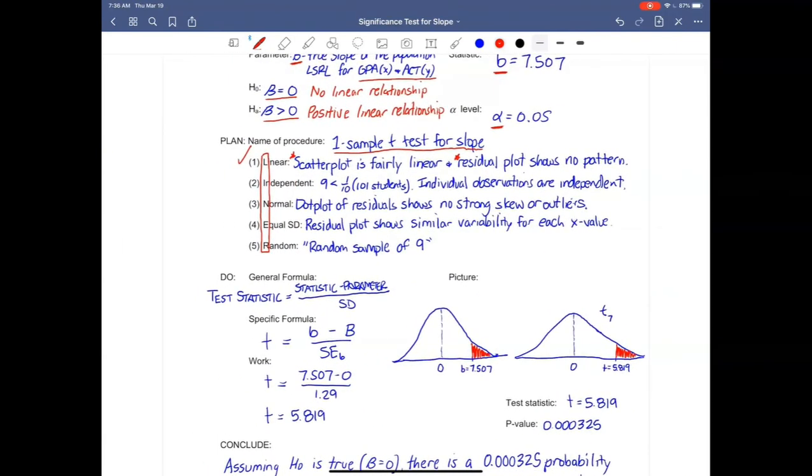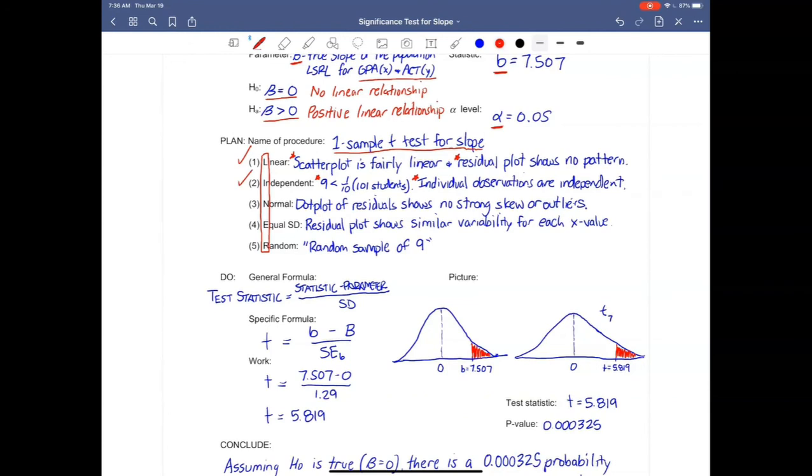Now, for the independent condition, there are 2 things that we need to check here. The first is that because we are sampling without replacement, we need to check the 10% condition here, that the sample is less than 10% of the population. And then we should also state that each one of the individual observations are independent. In other words, one student's ACT score does not have an impact on another. So we'll say that the independent condition is satisfied.